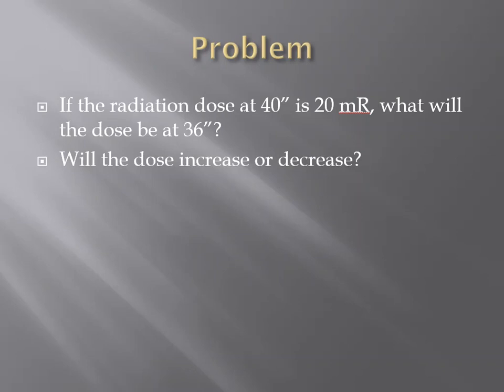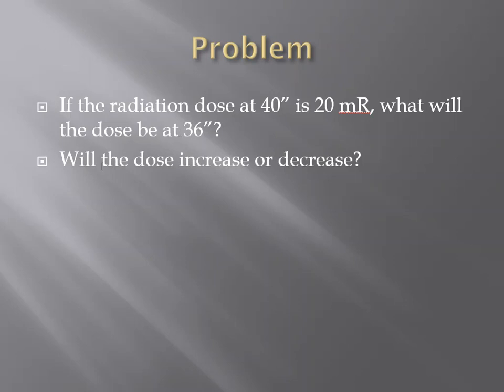So if the radiation dose at 40 inches is 20 MR, what will the dose be at 36 inches? So you've got to ask yourself, what problem am I working there? It's asking for dose. So that's going to be the inverse square law. So if radiation dose at 40 inches is 20, what will the dose be at 36?